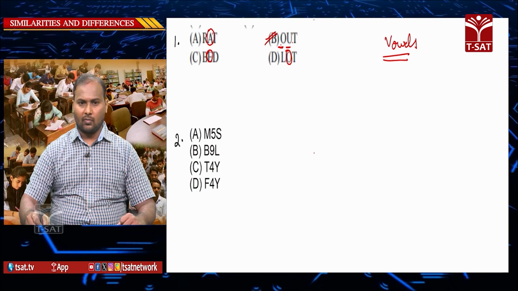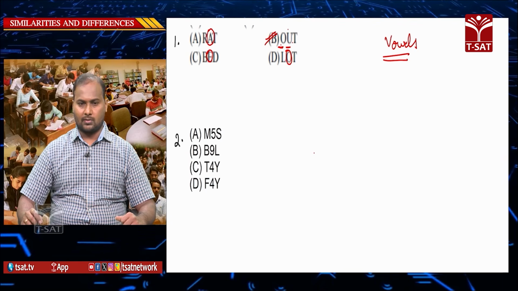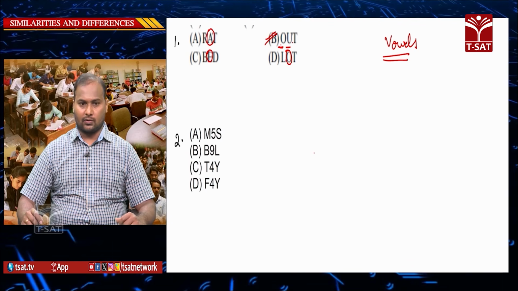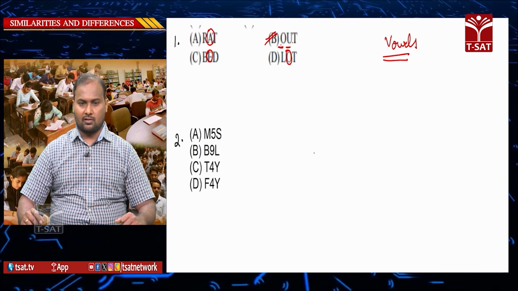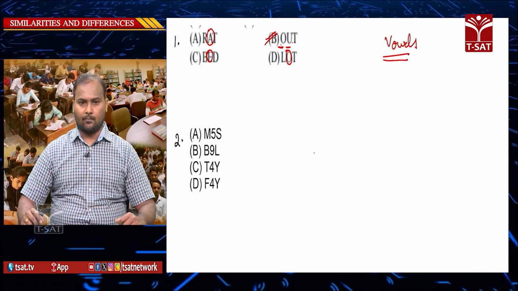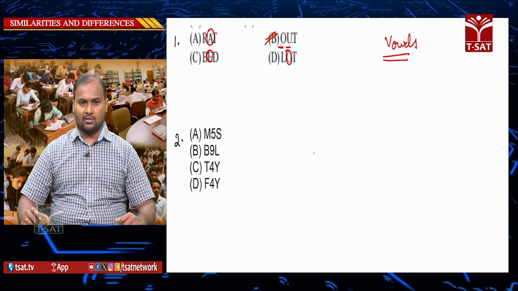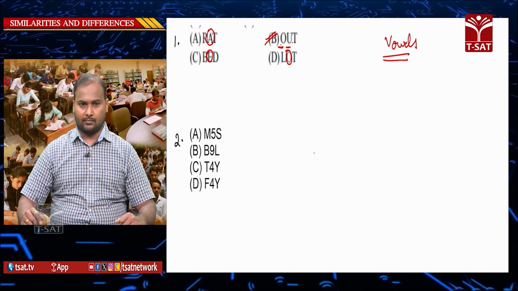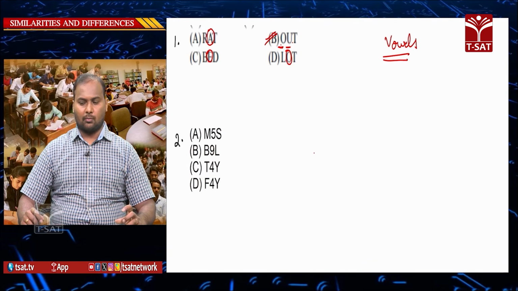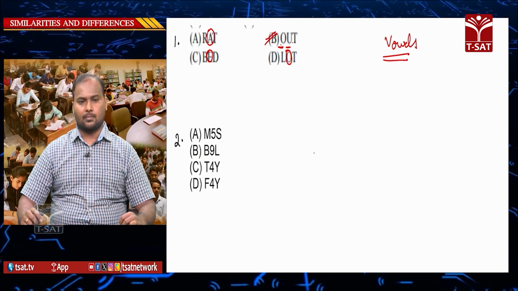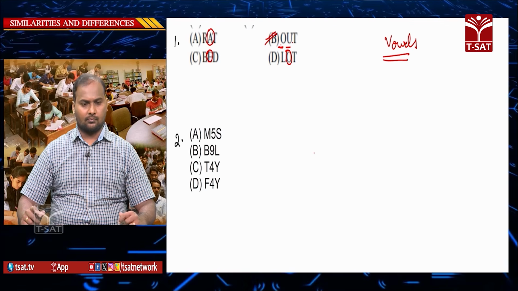I already said that once you are checking the vowels, you need to check how many are there. For example, in OUT, we have two vowels. At the same time, check how they are arranged. In the remaining three options, all the vowels are arranged at the center, but in option B, the vowels are adjacent. Okay, so this is about vowels and consonants. Let's see the next question.